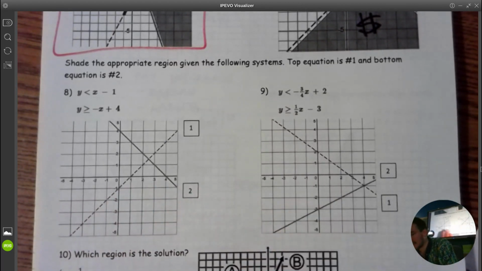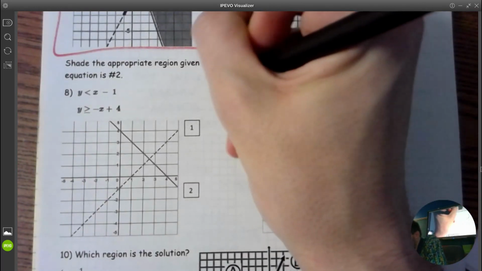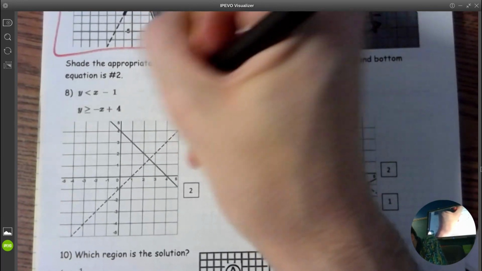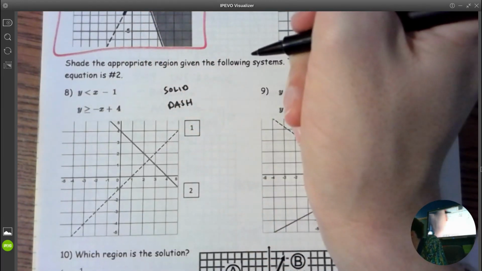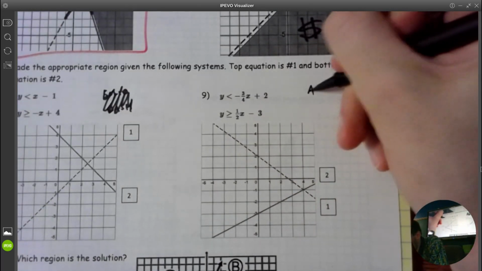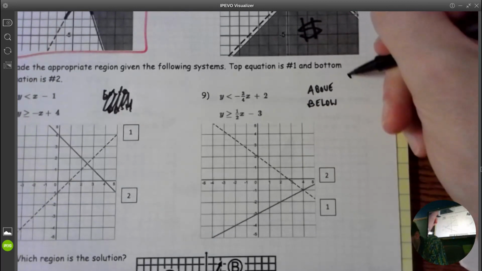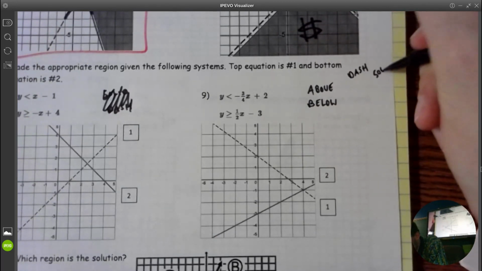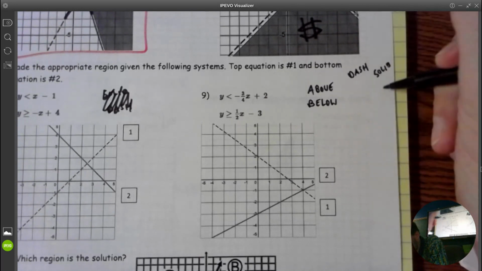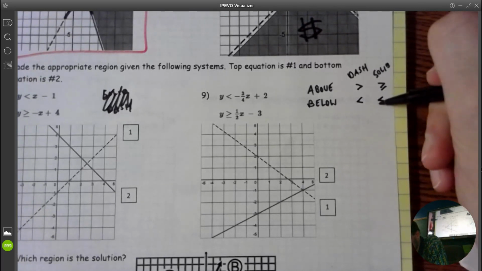Number 8 and 9 ask you to do the shading. They're on the sideboard over there if you're in class. If you don't remember, we have solid and dash lines. I did that differently on the board. Either way you do it is fine. I'll do it over here. We have above and below inequalities. We have dash and we have solid inequalities. And so the above is going to be the greater than or equal to, and the below is going to be the less than or equal to.